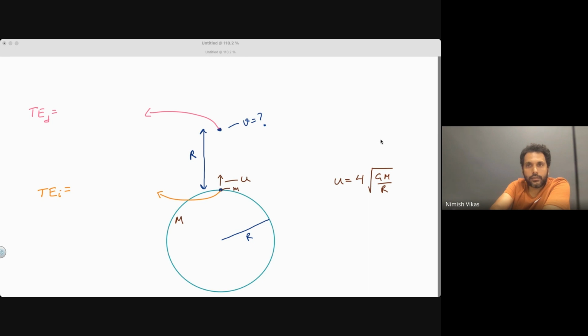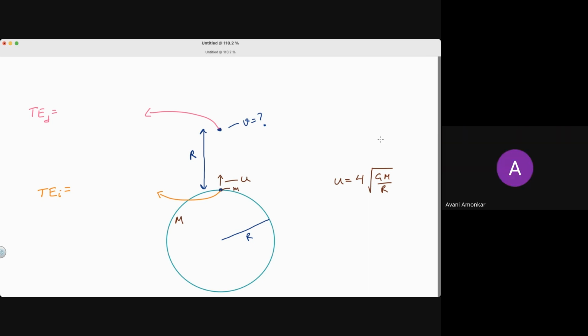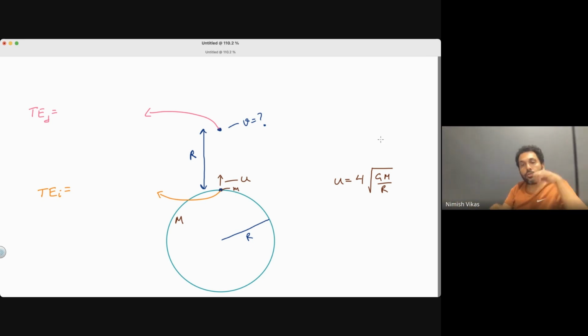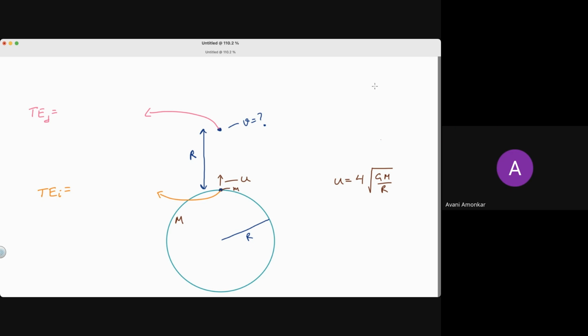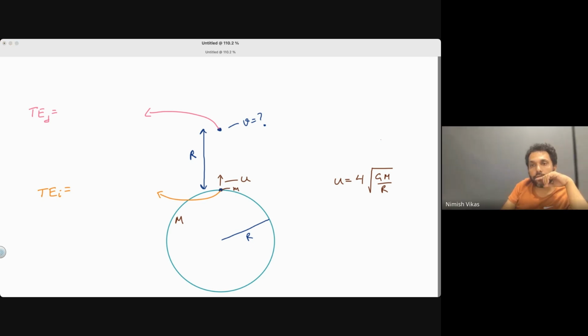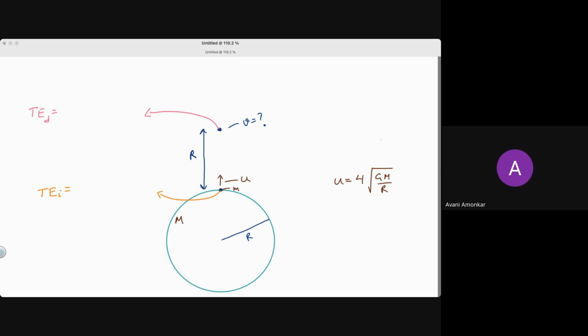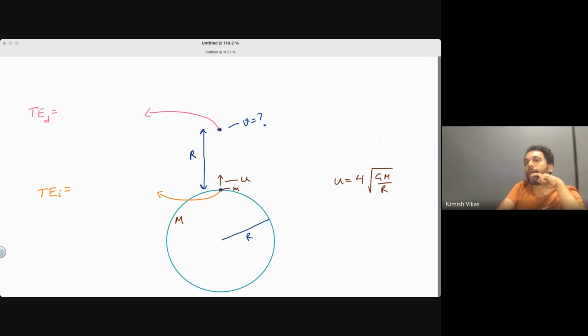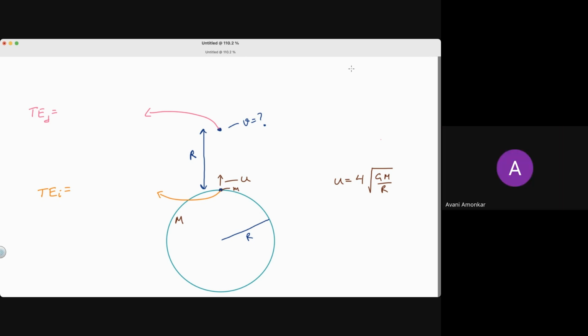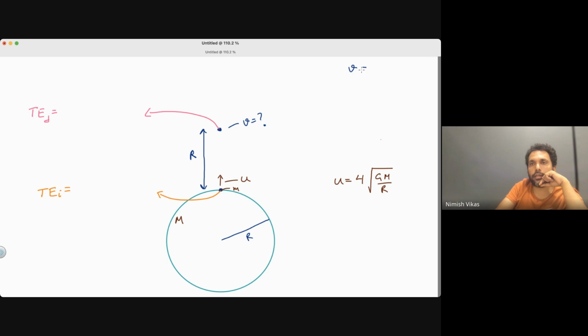Done, guys? Yes, sir. Cool. Who are you? Agni. Which school? TFS. Oh, TFS is also here. So nice, man. So what's the answer, Agni? Under root GM by R. So it reaches over there, huh? You're getting a legit answer, huh? Under root GM by R. Okay, let's see. Anybody else, guys?